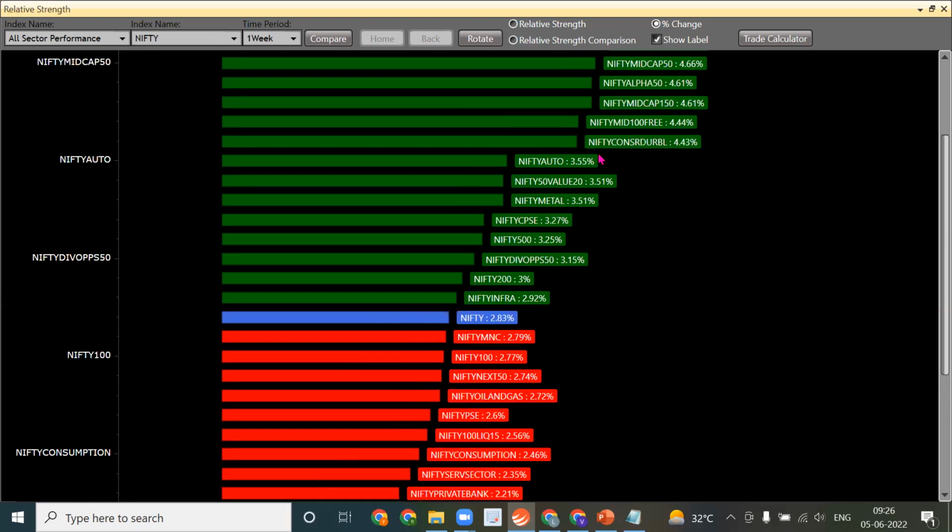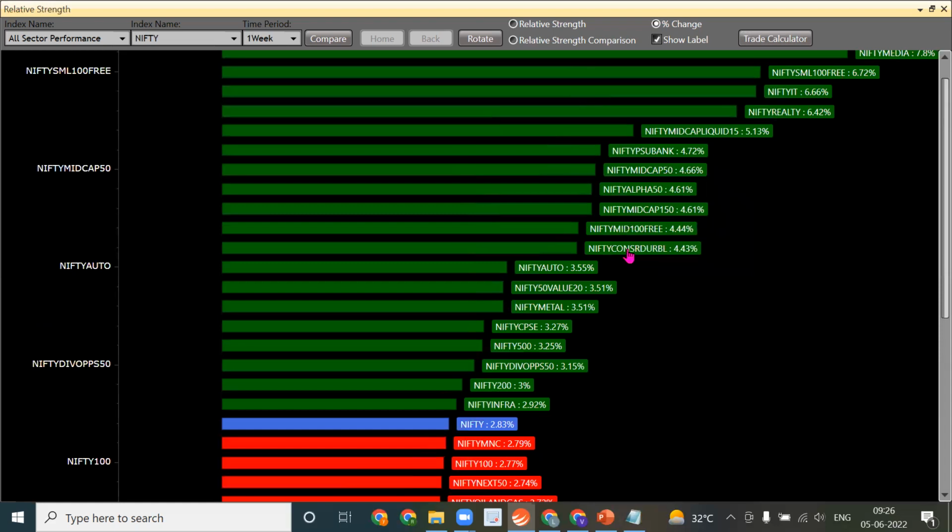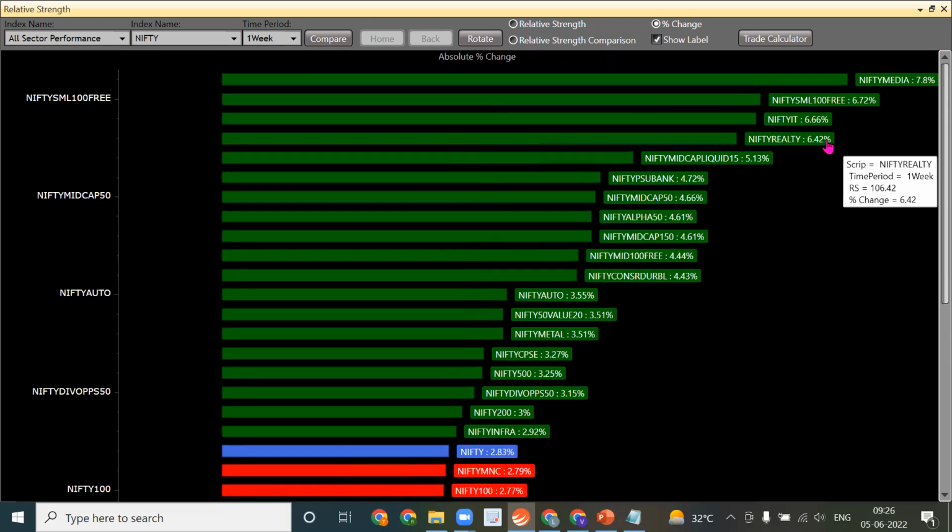We are looking at a 1 week Nifty. PSU banks were up by 4.72%. Realty this week was up by 6.42%. IT positive and media positive.